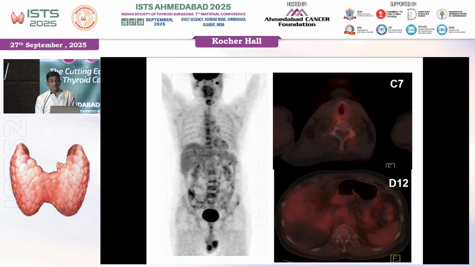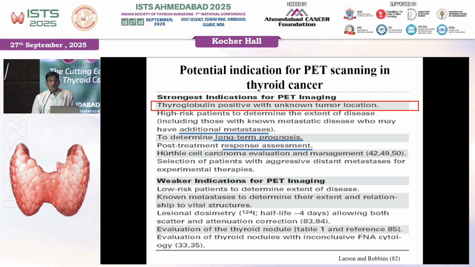This is the follow-up PET CT scan, which shows decreased uptake. This is a metabolic resolution of the C7 and D12 vertebral lesions. The potential indication of PET scanning in thyroid cancer: the strongest indication for PET imaging is thyroglobulin positive with unknown tumor localization, to detect the additional metastasis. And the other most important advantage of the PET scan is to determine the long-term prognosis and post-treatment response assessment.